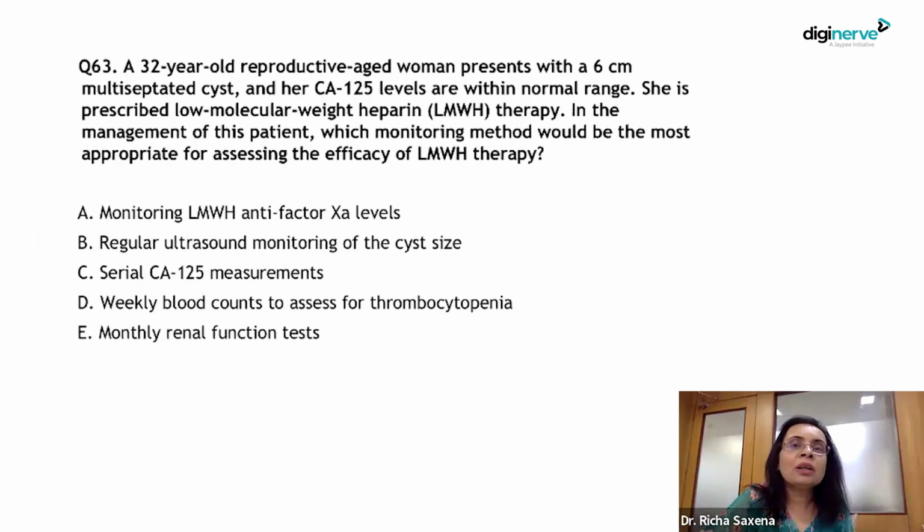The main thing they are asking you is how do you monitor when you give low molecular weight heparin therapy? How should you monitor? And it's an easy answer, anti-factor 10A levels. That is how you should monitor it. But they have added the CA-125 levels just so that you get kind of confused with the scenario. And they have a habit of doing this, so don't get confused.